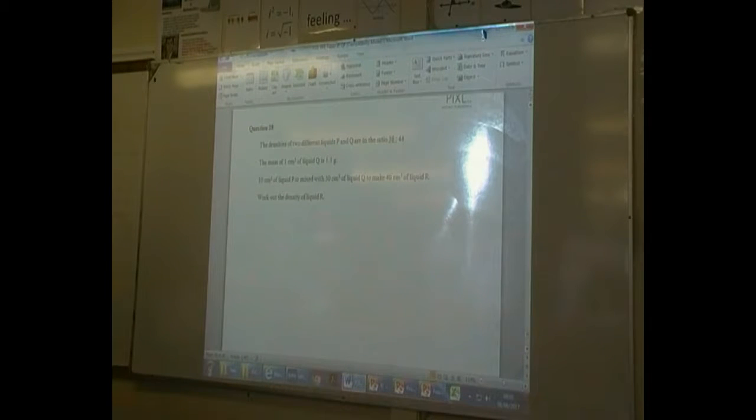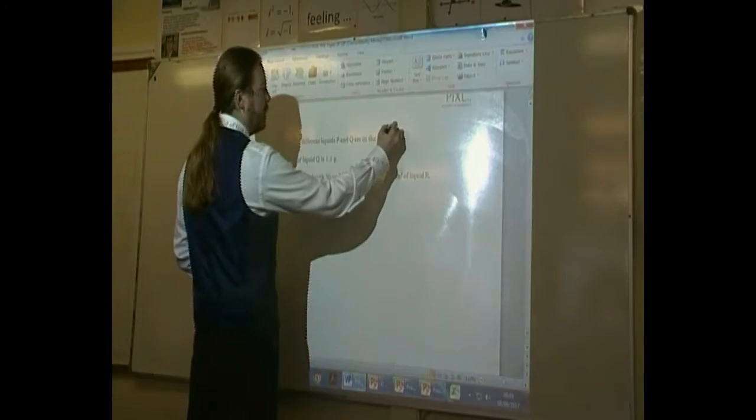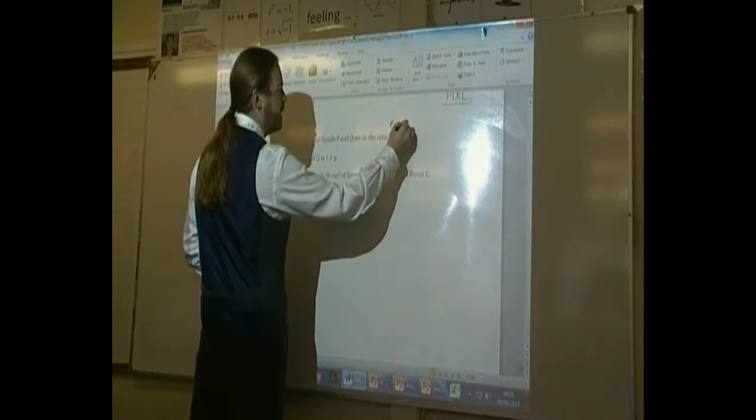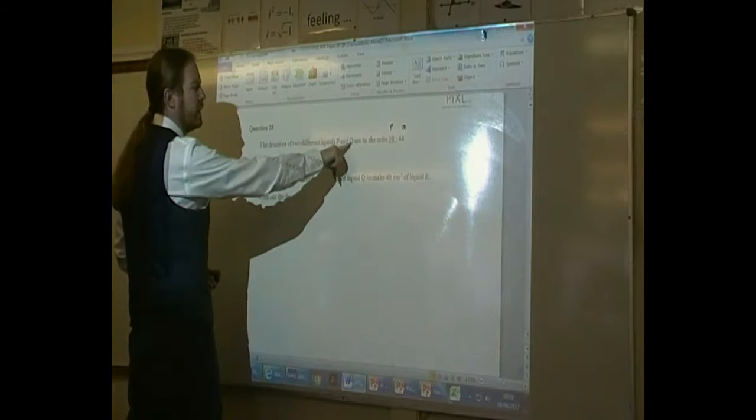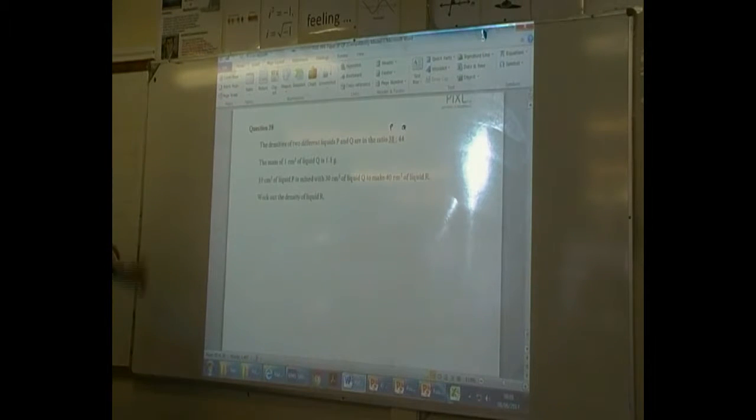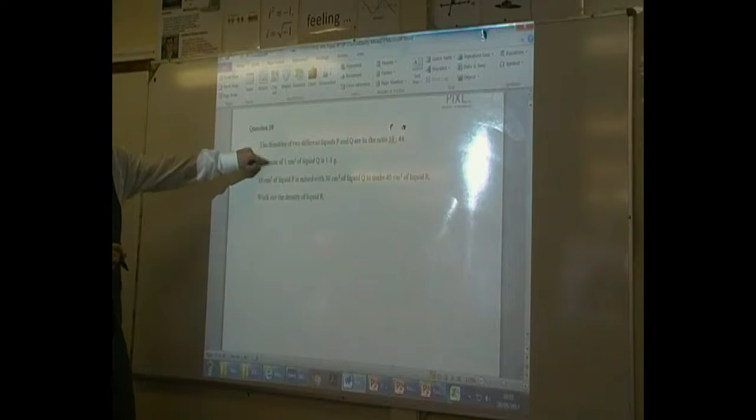Question 28. The densities of two different liquids, P and Q, are in the ratio 38 to 44. Okay, so 38 will be the P and 44 will be the Q. We know that because that's the order they're written in. The mass of 1 centimetre cubed of liquid Q is 1.1 grams. Mass and density are not the same thing, so we're going to have to think about our mass and density formula in a minute.